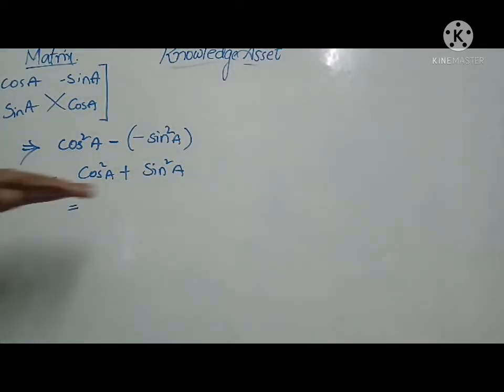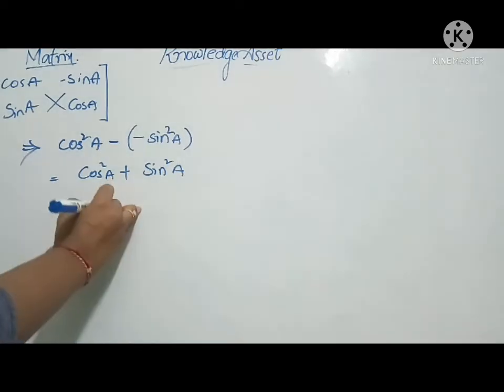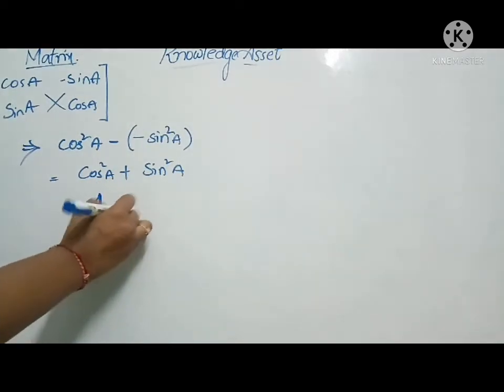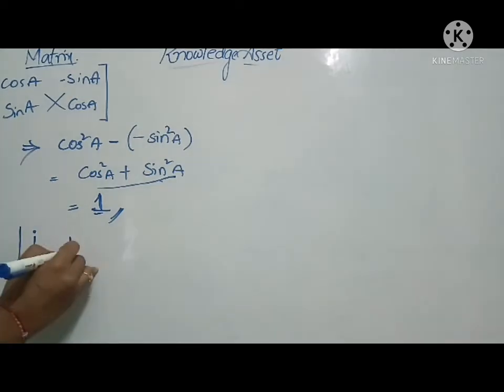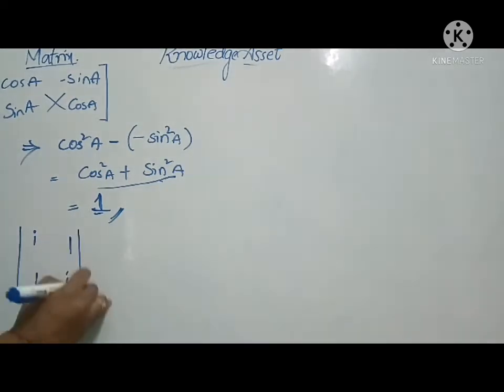We know that cos²A + sin²A = 1. It is a basic thing. We all know that cos²A + sin²A = 1. Now, coming to the next problem, find the determinant of the matrix [i, 1; 1, i]. Find the determinant of the matrix.